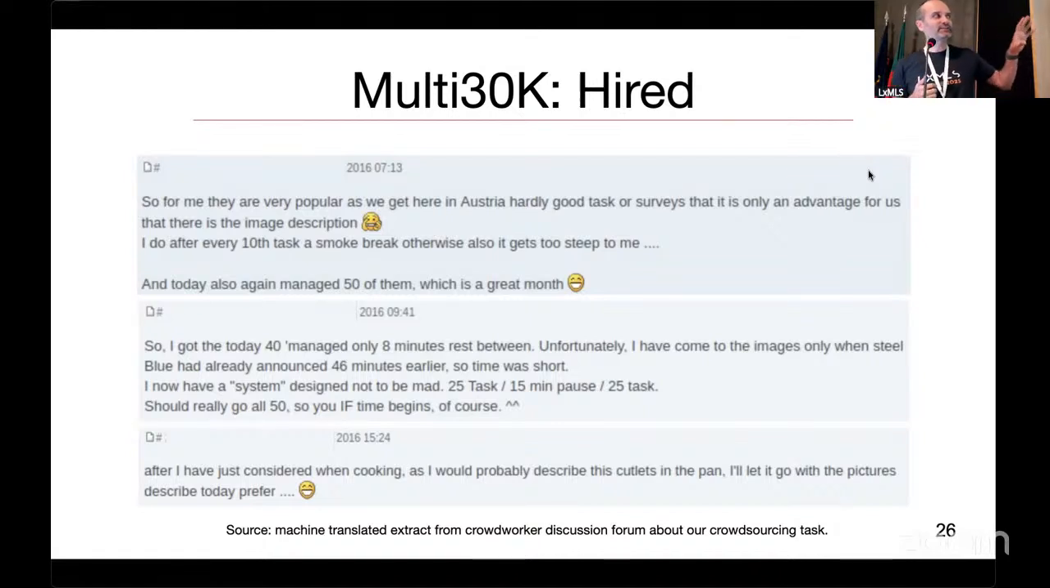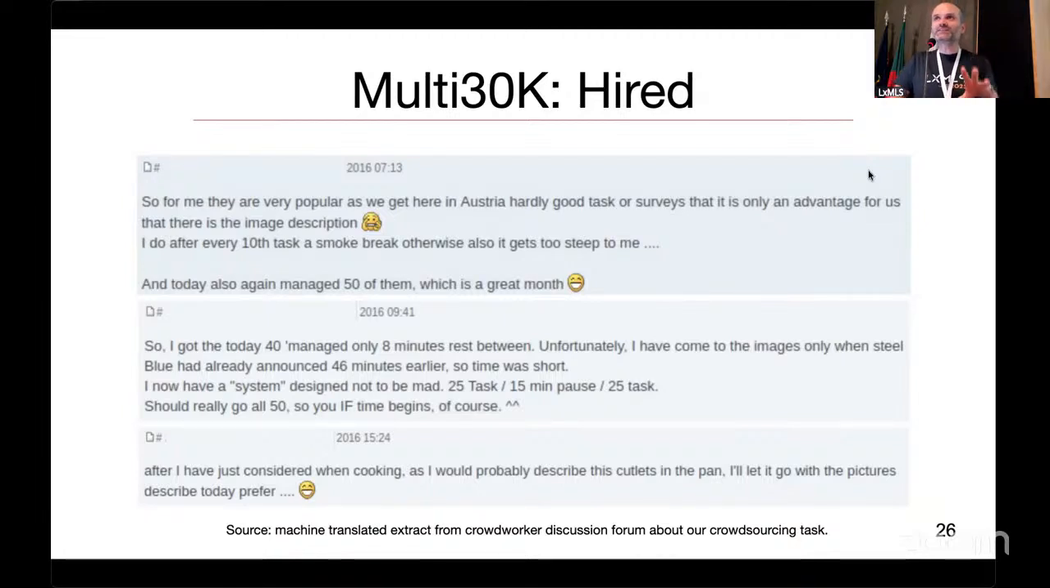And we managed to find a web forum where people were talking about our task because crowd workers organize themselves in a way that they can understand who are good task initiators and bad task initiators. And so these people are talking about how the task we put online is really great for German speakers because they don't get much work. And somebody here in the middle writes, I only managed to do 40 of them today. We had a limit of 50 per day per person. But they also speak about how they have a system to work on the task because the task is so boring.